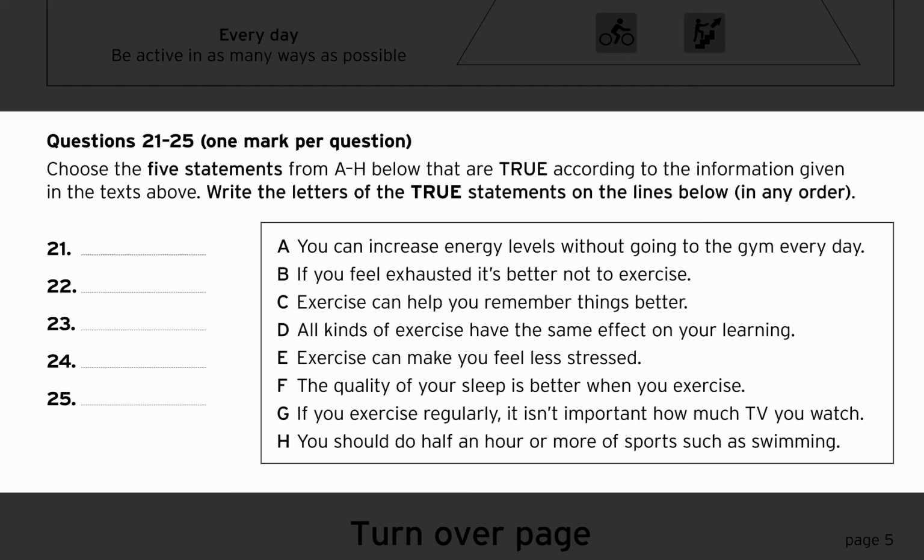Okay, how did you do? I'm going to show you which words I think are important. In A, we've got increase, without, and gym. In B, we've got exhausted and better not to exercise, so there's a negative. C, exercise can help you remember things better. So it's exercise, but remembering things better.